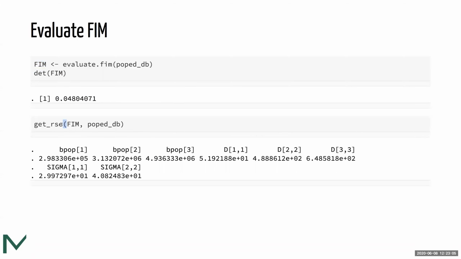What's more useful are the relative standard errors based on the information matrix, and that can be done just using this function, get RSE. And this is the output that you'll see from this function. I didn't show you all of the nitty-gritty of setting up this PopED database, but the BPOPs here are the fixed effect parameters, so the thetas in your NONMEM model. The Ds are your omegas, and the sigmas are your residual error variances. And the numbers here are your percent relative standard errors, which are clearly enormously high here. So we have some numbers here in the millions.